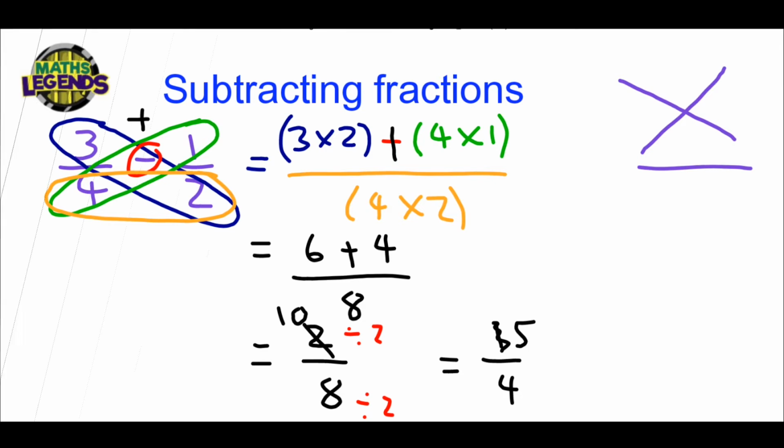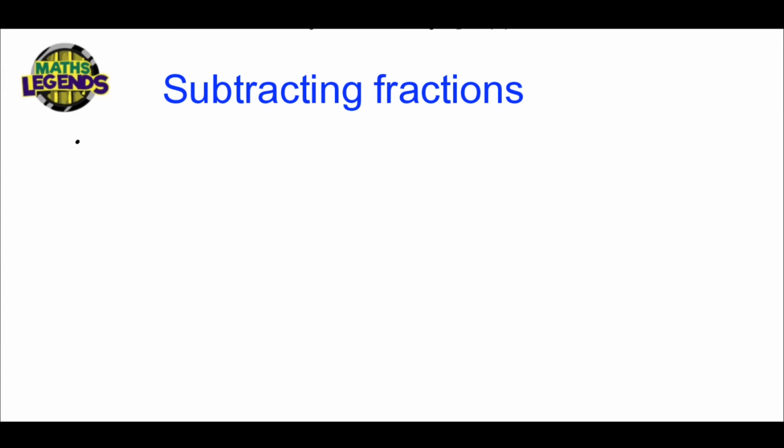Let's look at another example. Let's say we have the question 5 over 6 minus 3 over 4. So using our common denominator method, we need to make the 6 and the 4 at the bottom the same. Now 6 and 4 are not multiples of each other, so we need to multiply the 6 by a different number and the 4 by a different number to make a common number at the bottom. So for example, if I multiplied the 6 by 2, I would get 12, and if I multiplied the 4 by 3, I would also get 12.